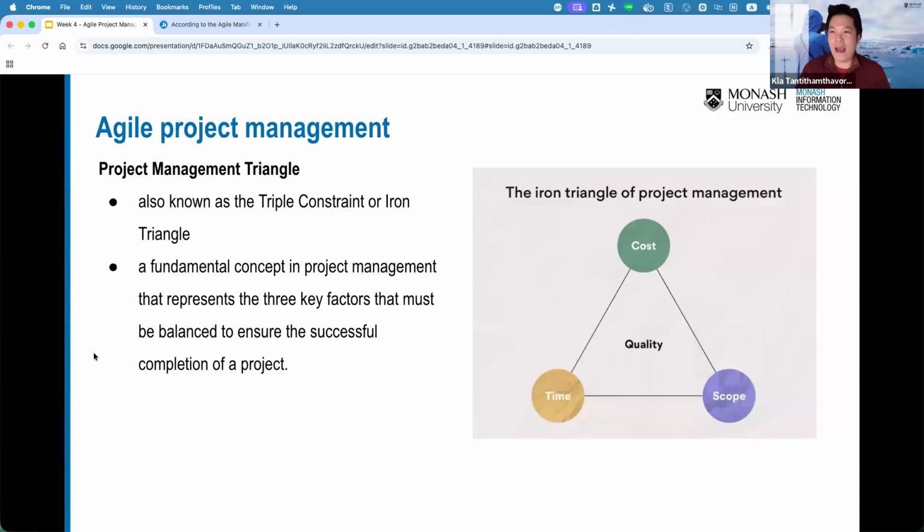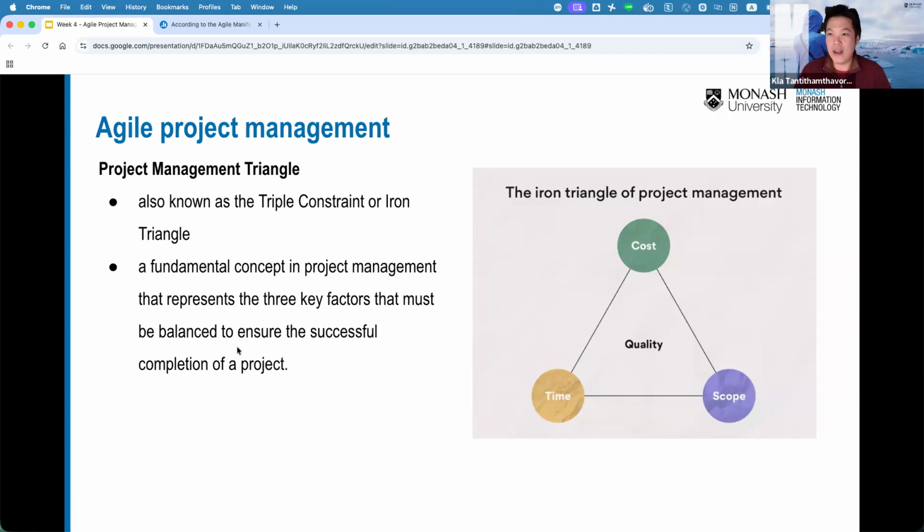Okay, these three factors actually will help the project manager or the scrum master to determine whether at the end the product will be of high quality or not. Okay, so basically, based on the description here, it is a fundamental concept in project management, representing three key factors that must be balanced to ensure the successful completion of a project.